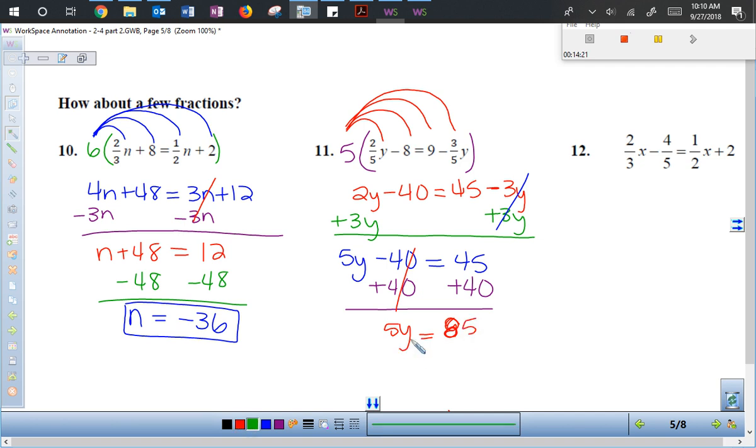And then finally, I need to divide each side by 5, and 85 divided by 5, y equals 5 goes into 8 one time, left with a 3, 35, 17. And you can definitely do that in your calculator instead of in your head like I did.